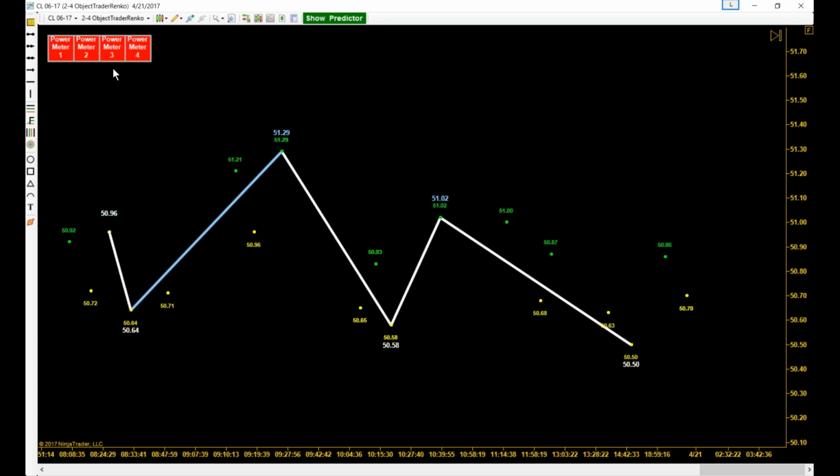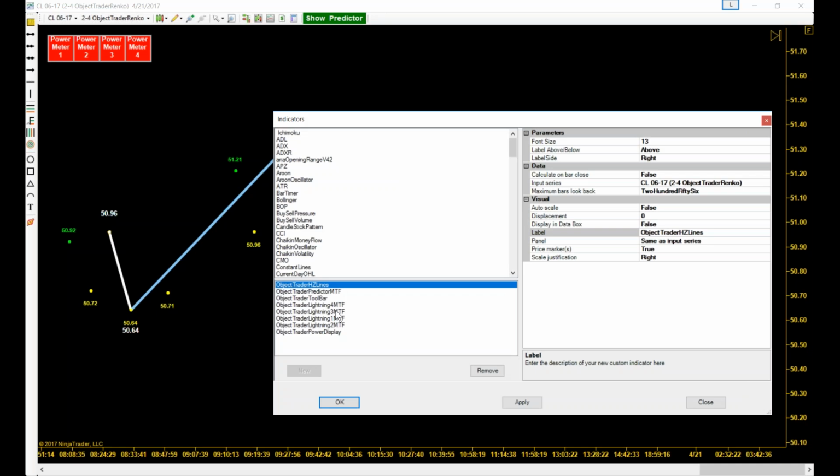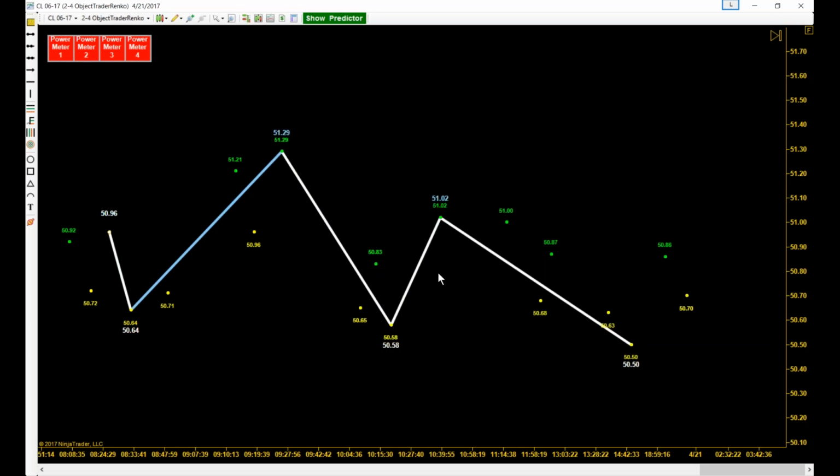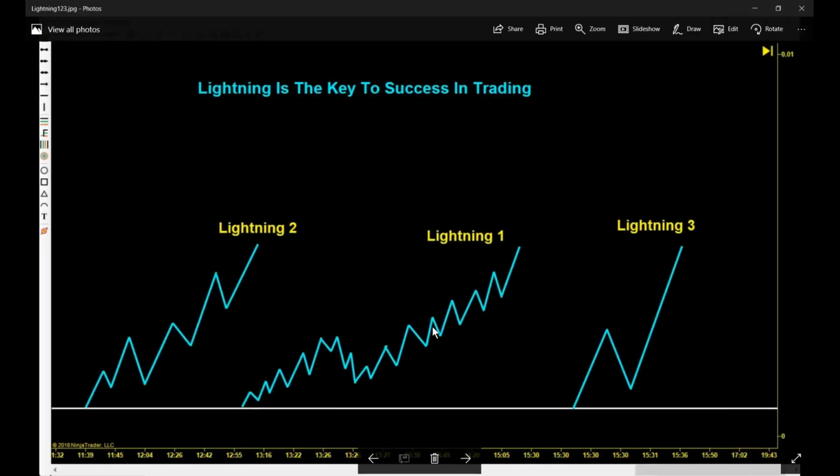Now, power meter 3, instead of being a 12 range chart, this is actually off a 12 range chart right here. Remember, everybody, that we do our Lightning 4 off of 12 range, 5 strength. That's the way the template is, so it always draws that way. And then we've got our power meter 3, which is the 4 range, but a 15 swing strength. I think everybody knows why we use a 15 swing strength. Remember, this is like Lightning 1, it's just kind of zigzaggy. Lightning 2, and then here's Lightning 3.